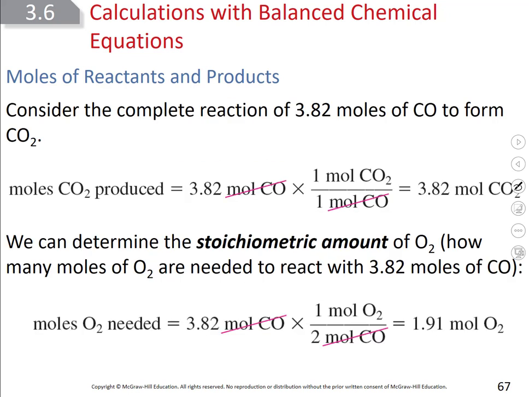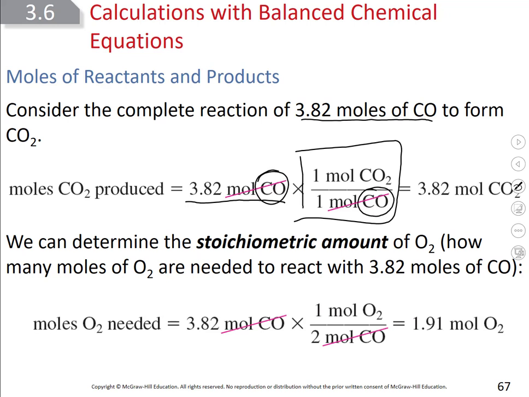All right. So if we were already in moles, consider the complete reaction of 3.82 moles of carbon monoxide to form CO2. If I wanted to know how much CO2 is formed, I would just take my moles of carbon monoxide multiplied by my molar ratio. With molar ratios, whatever you started with goes in the bottom so that they cancel, exactly like units. And whatever I'm asking for, carbon dioxide, goes in the top. So that is what we are left with.